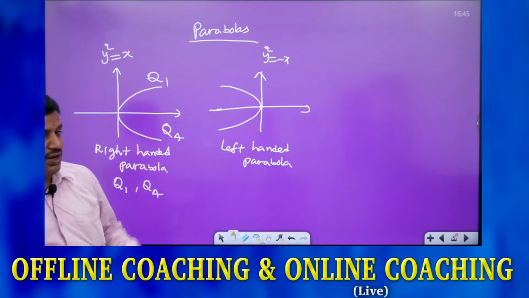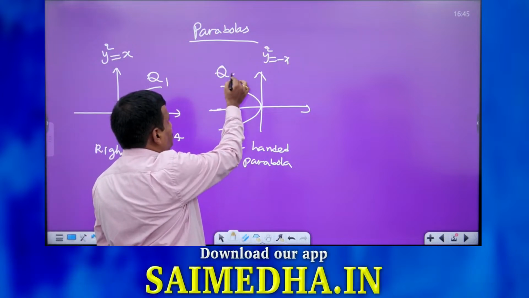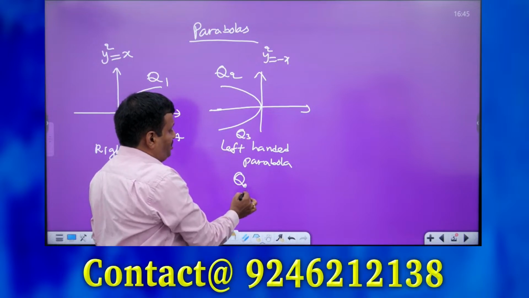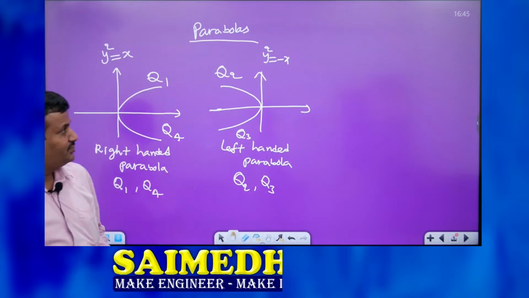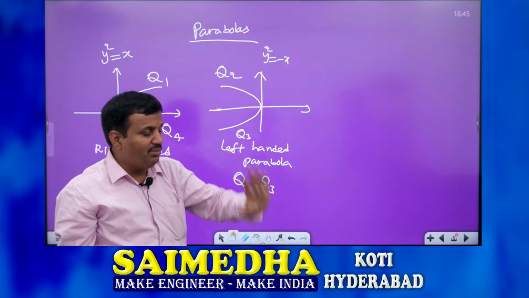Y square equal to minus x, which quadrant is it covering? This is Q2, second quadrant, and it is Q3. Q2 and Q3. మీరు అబ్జర్వ్ చేయాల్సింది ఏంటంటే y square equal to x ఇచ్చాడా, y square equal to minus x.